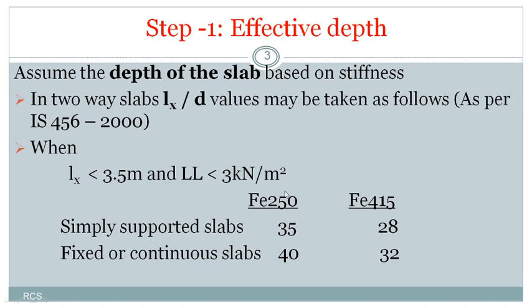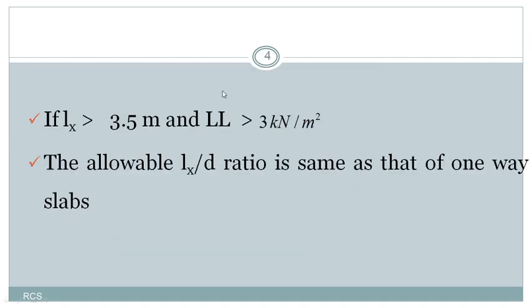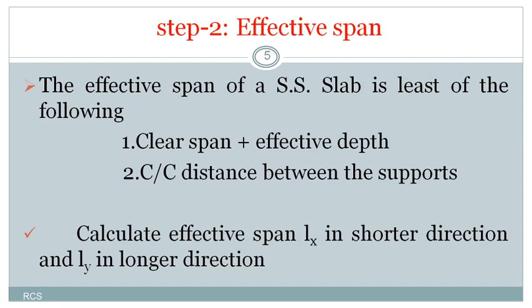If the case is reverse, say Lx is greater than 3.5 meters and live load is greater than 3 kilonewton per meter square, then we have to assume the Lx by D ratio same as that of one-way slabs. In a one-way slab, we assumed the Lx by D ratio from 25 to 30. Between those two values, we can choose the Lx by D ratio and calculate the effective depth. So this is how we assume the effective depth based on the stiffness criteria given by IS 456-2000.